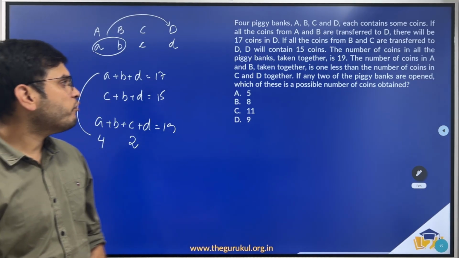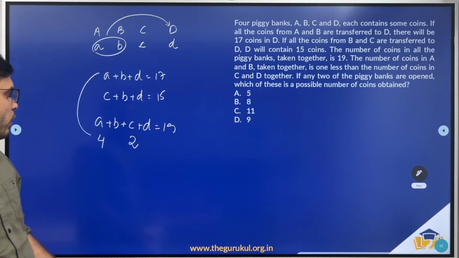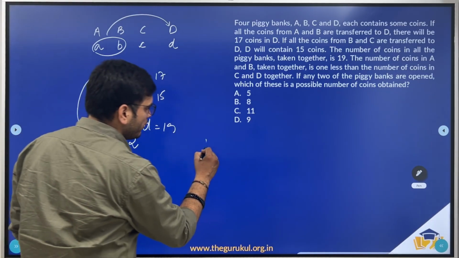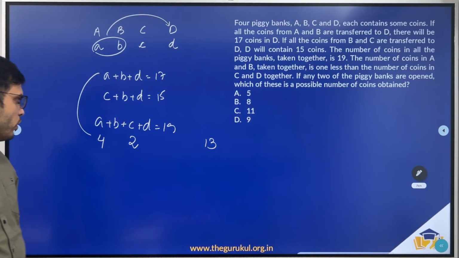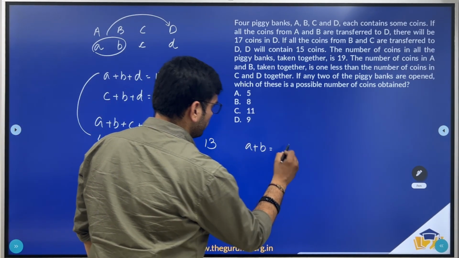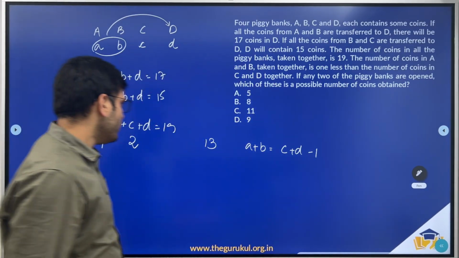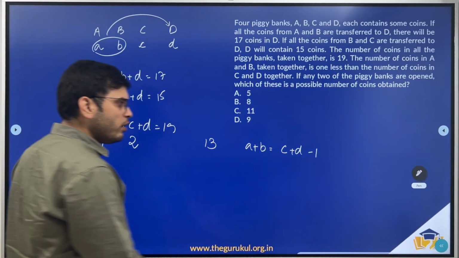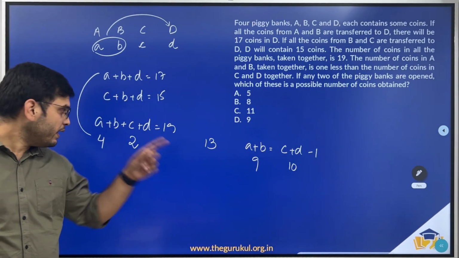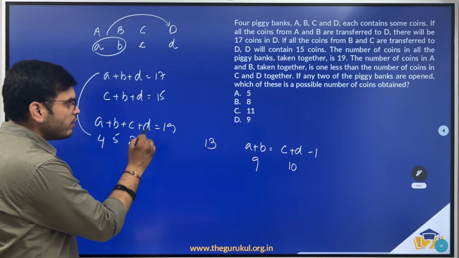Then what? The number of coins in A and B taken together is 1 less than the number of coins in C and D taken together. Right. So you have 4 plus 2, you already have 6 coins. Then you'll be having 13 coins, and a plus b is 1 less than c plus d, so c plus d minus 1, and the sum has to be 19. So the value of c plus d should be 10 and a plus b should be 9. Now if a plus b is 9, a is already 4, so the value of b should be 5, right? And c plus d should be 10, so d value should be 8.